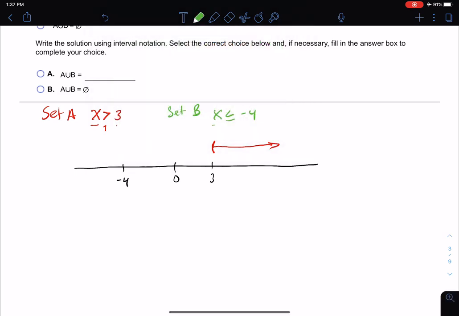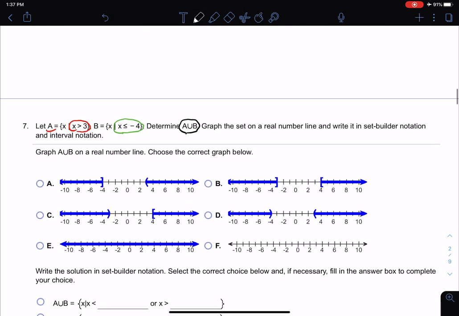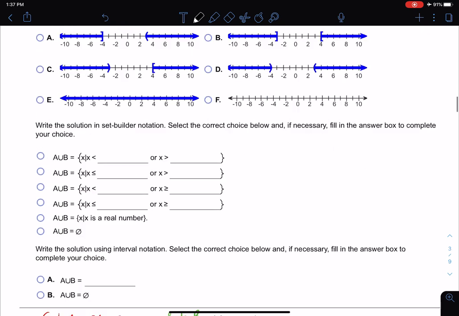Let's graph B. B says shade the x values that are less than or equal to negative 4. Less than negative 4 is to the left. And it says it's equal to it, so we must make it inclusive. Now, if this was an AND problem, the answer would be the empty set, no solution. But that wasn't the question they asked. If you go back to the beginning, they asked for A union B.